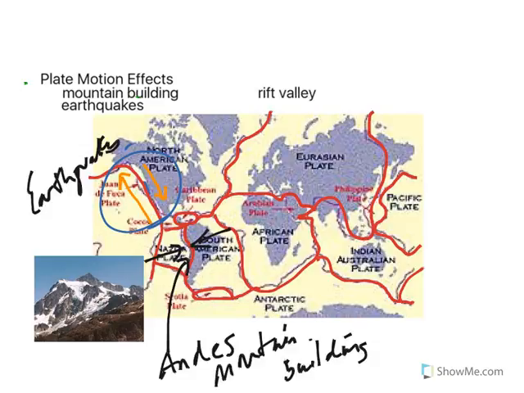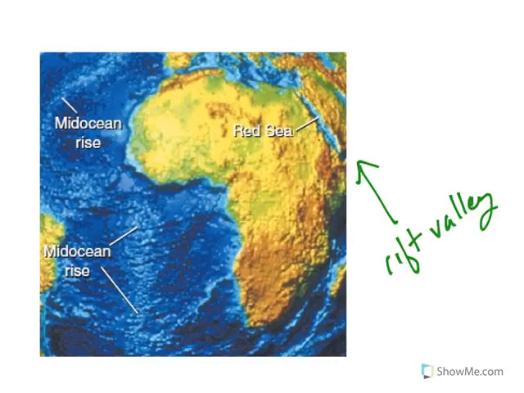Another effect of plate motions is rift valleys. A rift valley forms when continental plates begin to pull apart. A good example is the Red Sea. Africa is beginning to pull away from the Arabian Peninsula, generating this rift valley. Here's a blown-up diagram from your textbook where we're looking at the two continental features being pulled apart, moving away from one another, creating the Red Sea, which is a rift valley.